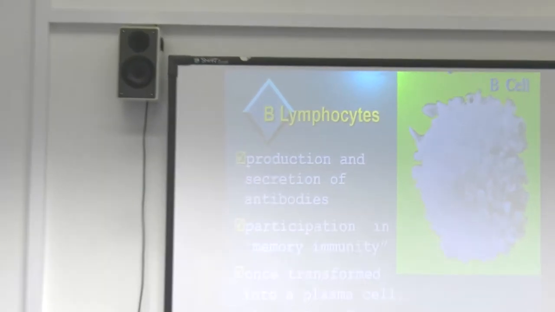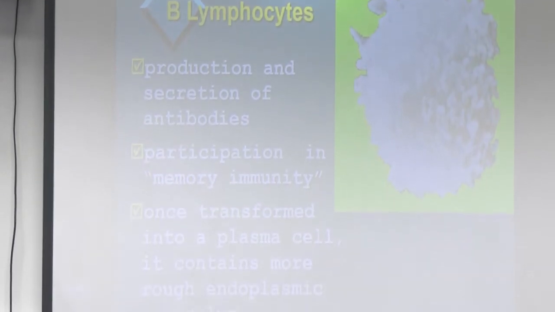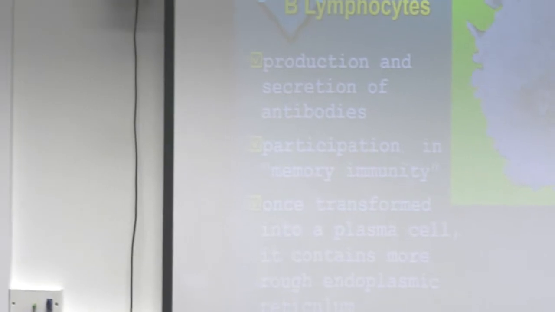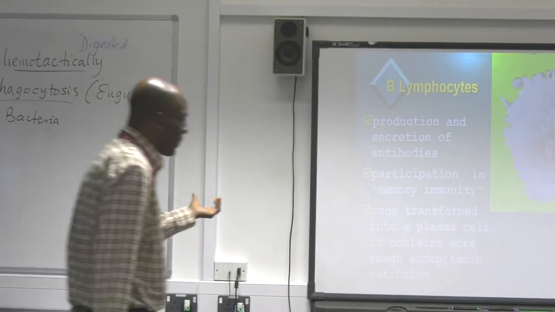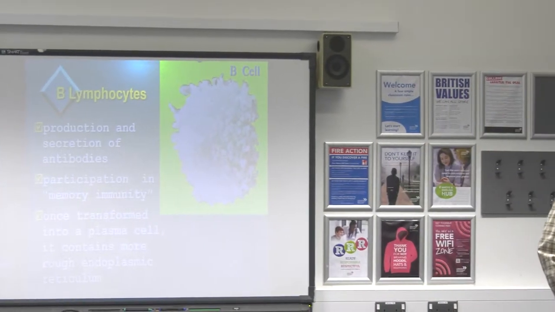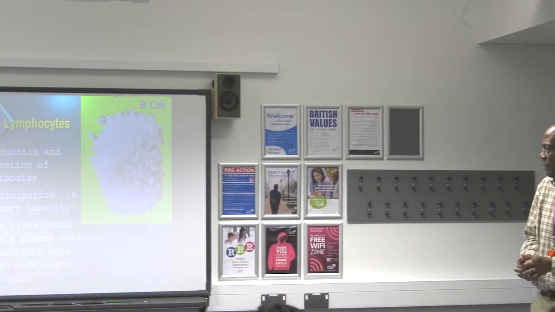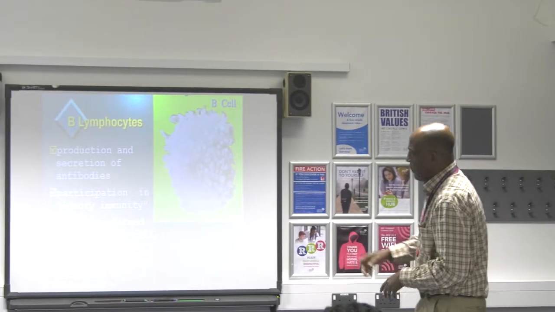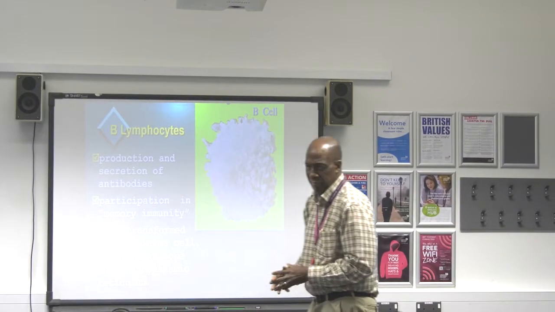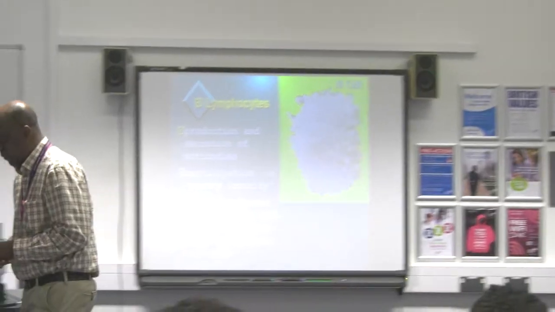And then the B lymphocytes, they secrete antibodies. And very, very importantly, they precipitate memory immunity. I will explain that in a minute. Write this down and then I will explain it. So this part, a lot of us are familiar with. But then let me talk about antibodies before we move on.